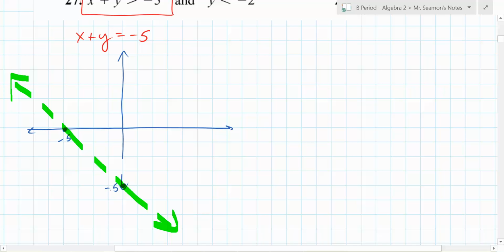So graph the line, decide if it's solid or dotted, and then what? Shade. So what do we do to shade? We need to what? Which is a great point to test. Why can we use 0, 0 as a point to test? Why can we use it? Because it's not on the line. Correct. So let's test 0, 0 into the inequality.